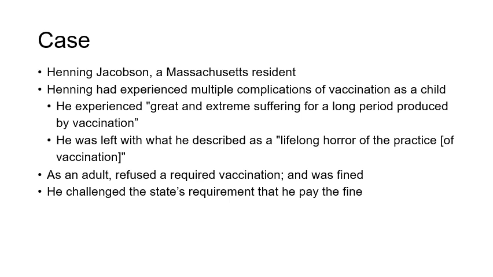So let's start with a case. Henning Jacobson was a Massachusetts resident. Henning had experienced multiple complications of vaccination as a child. He experienced what he described as great and extreme suffering for a long period produced by vaccination. And he claimed that he was left with what he described as a lifelong horror of the practice of vaccination. As an adult, Henning refused a vaccination that was required by the state, and the state fined him. He challenged the state's requirement that he pay the fine.